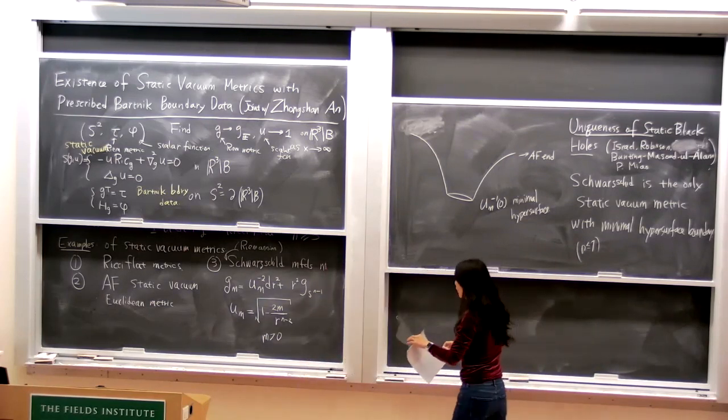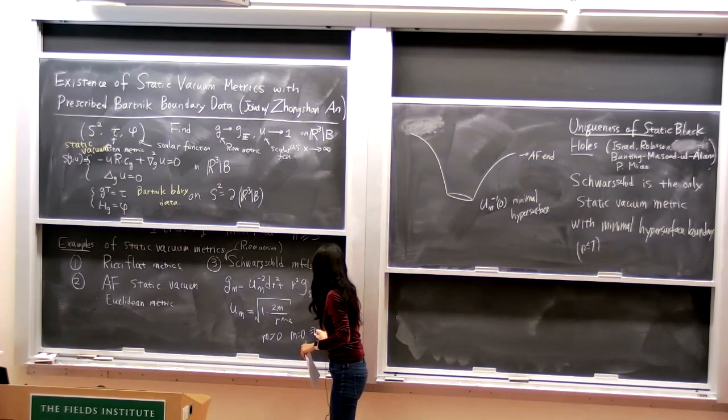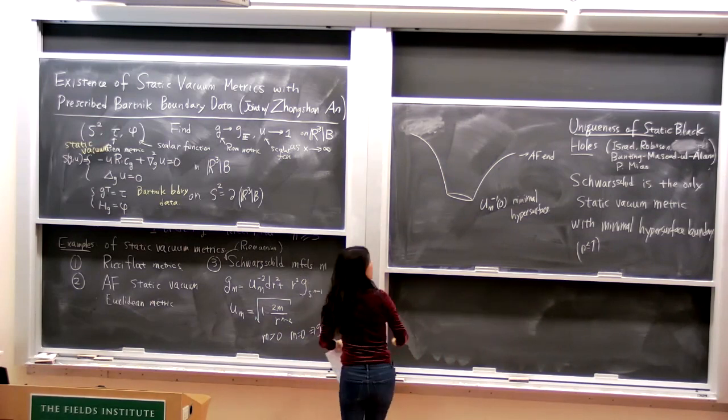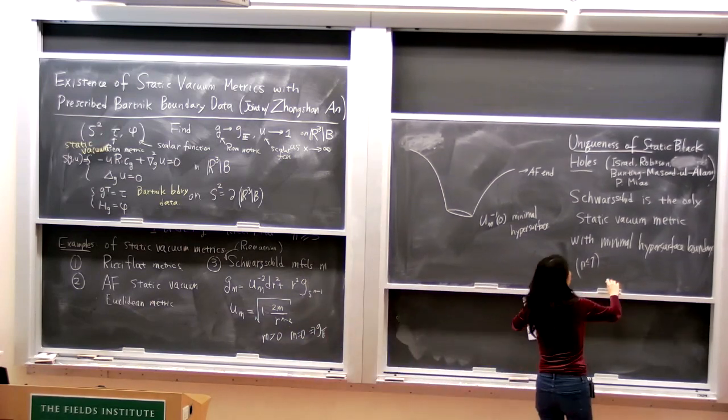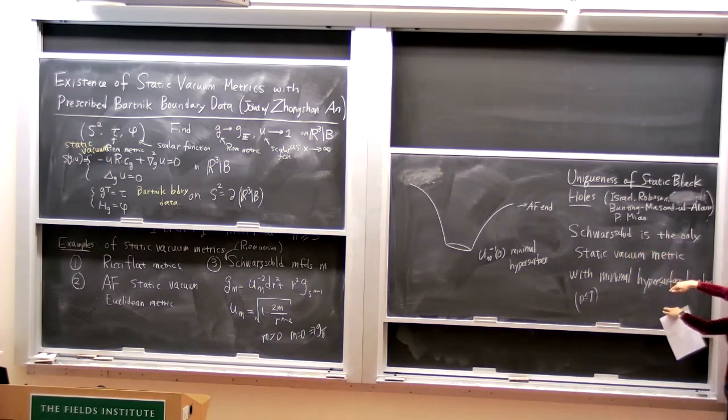Right, very good point. Mass 0 is included in Schwarzschild. So I should say the statement is: the only static vacuum metric with minimal hypersurface boundary has to be Schwarzschild. If it doesn't have boundary, then it must be Euclidean. If it doesn't have minimal surface boundary, then it has to be Euclidean.